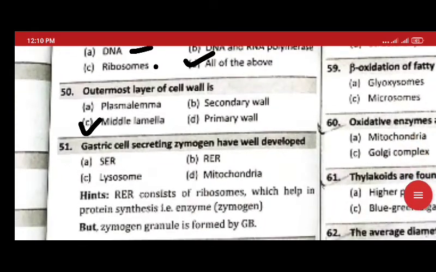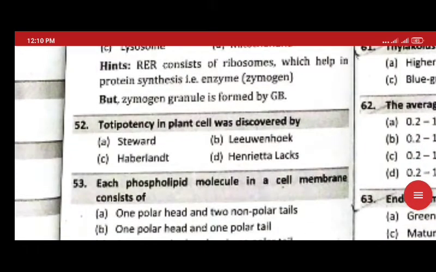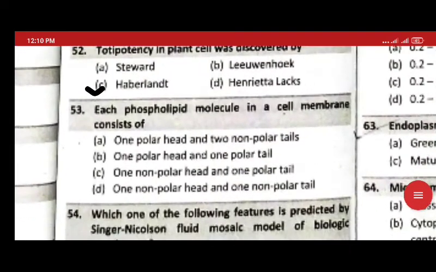Now 51, gastric cells secreting zymogens have RER, zymogen granules are found in RER, you should remember. Now totipotential, Haberlandt made totipotential. Now, each phospholipid molecule in a cell membrane consists of two non-polar tails, so 53A, two non-polar tails should be the right answer.